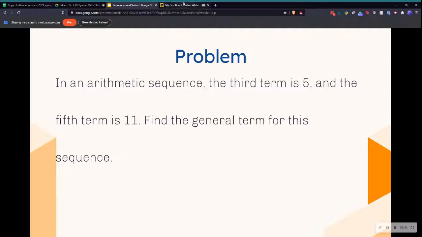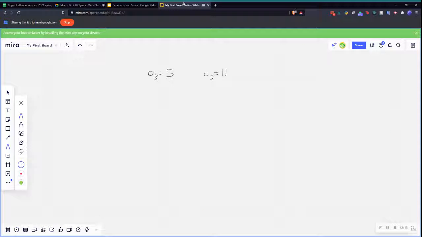All right, so the question asks us to find the general term for the sequence. How do we do that? Well, do you remember the general term for an arithmetic sequence? We're going to use that formula to help us. So I'll just rewrite it right here. For any a of n, you would have a plus n minus 1 times d. And you can also put a d over here in front, but it doesn't matter.